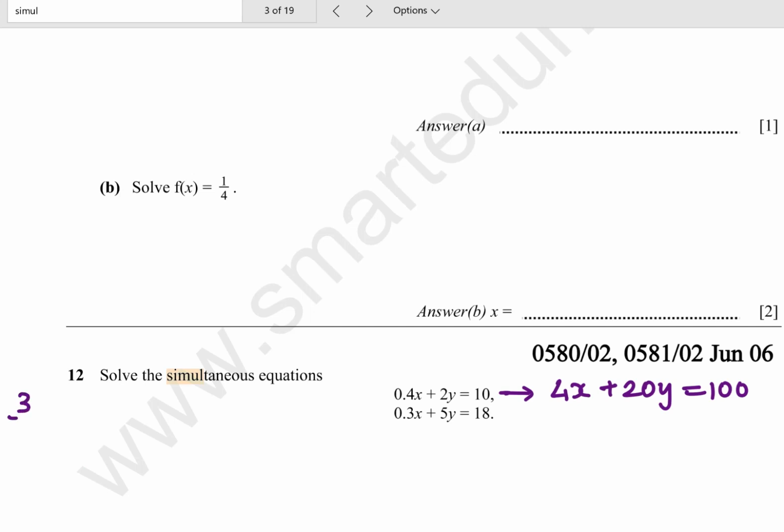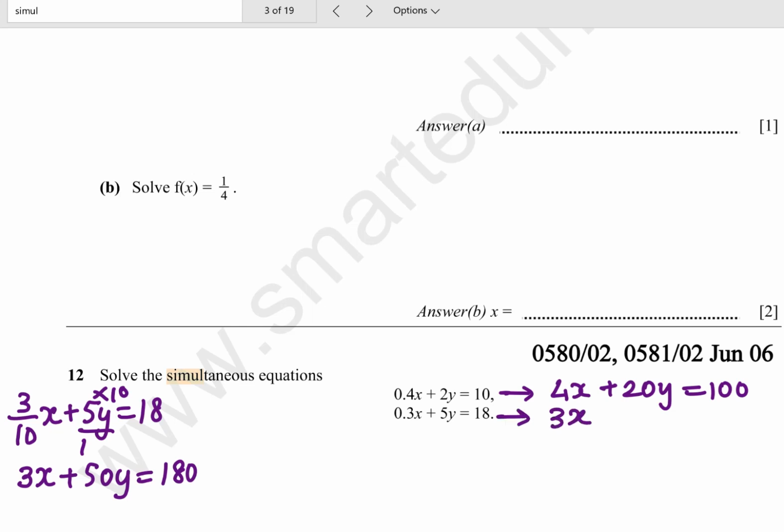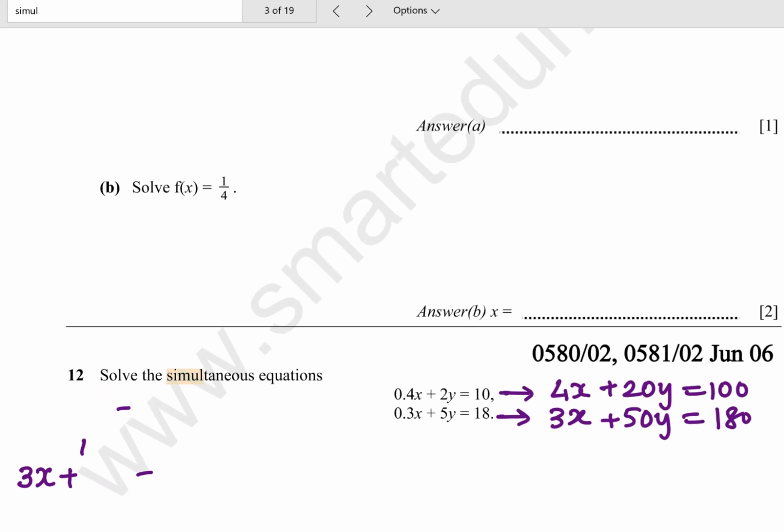So again you have 3 upon 10 x plus 5y equals 18. So if you take the LCM, what happens is 5y into 10. So you have 3x plus 50y equals, take 10 from the denominator on the left, in the numerator you multiply 18 by 10, you get 180. So you have 3x, that's your new equation, 3x plus 50y equals 180, right? So now again I'll erase this, I don't need this at all. Fine.